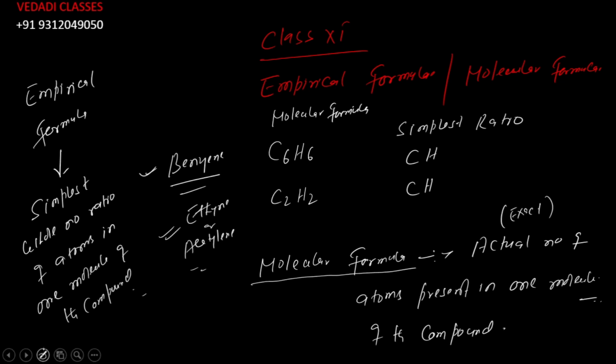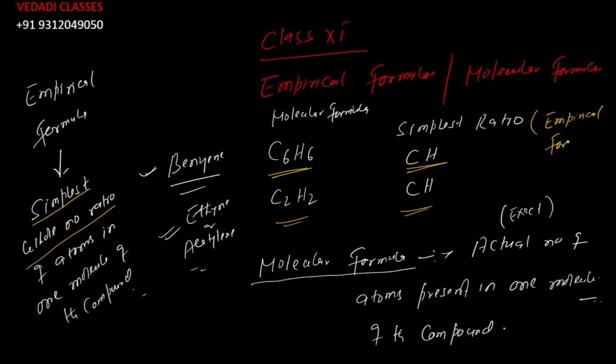The term I used over here is simplest whole number ratio. So if you take the simplest ratio of benzene, it will be CH, and the simplest ratio of ethyne will also be CH. So CH is the simplest ratio of benzene as well as of acetylene. So this is the empirical formula of benzene as well as ethyne.